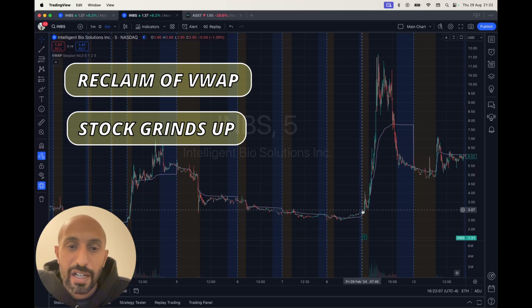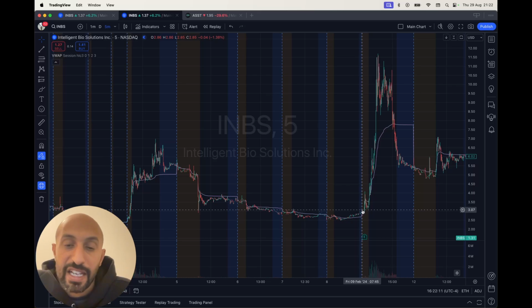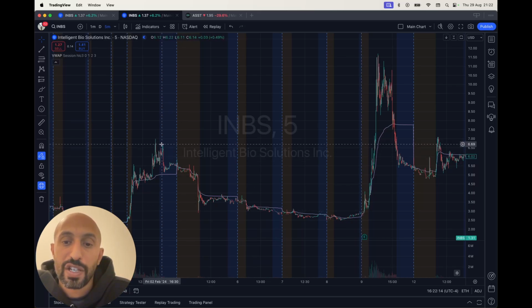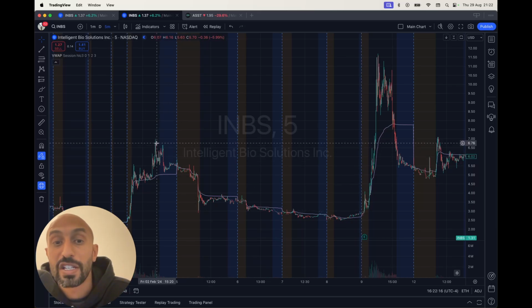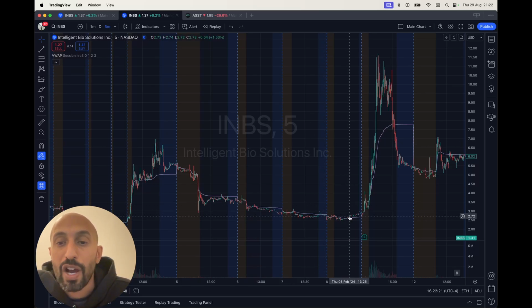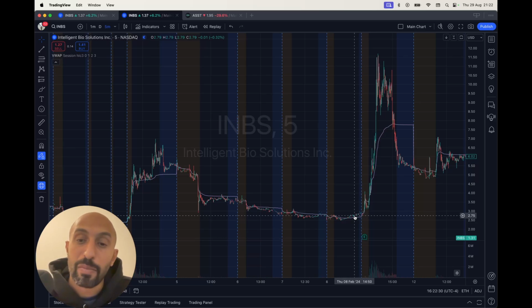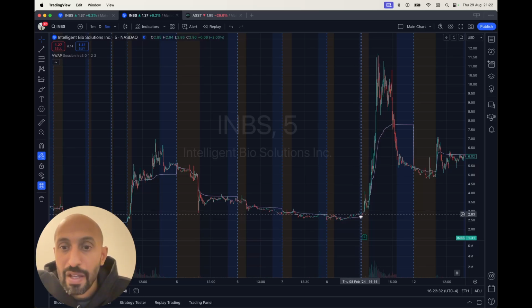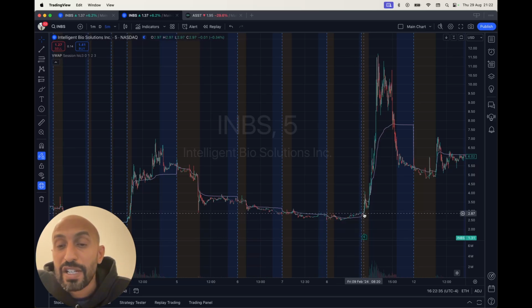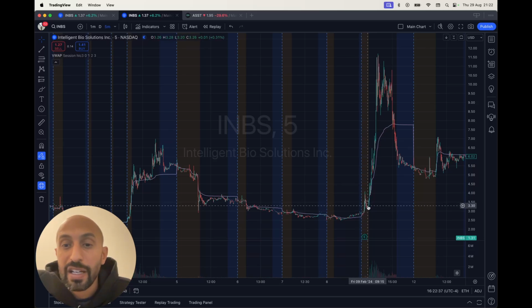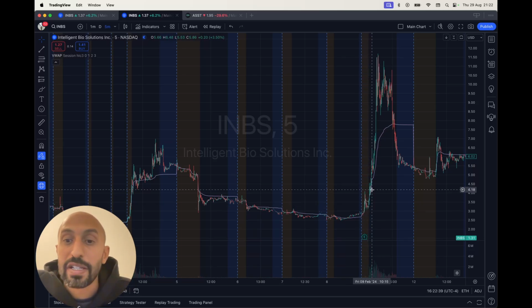Now in this instance, shorts that shorted up here are sitting relatively comfortable, but the grind up still does indicate that the momentum may have changed, and we might be looking at a possible reversal here. So then we see earnings released, volume begins to come back in. When the market opens, things really begin to heat up.